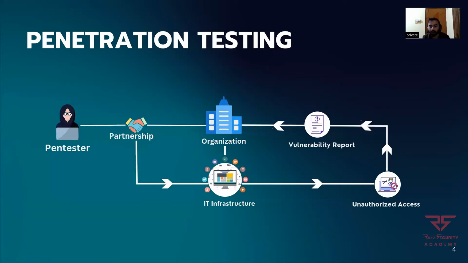Then we go to the IT infrastructure. In the organization, the IT infrastructure can include their systems, networks, and whatever IoT devices they have. All of this we call IT infrastructure. When we make the partnership, we have authorized permission to perform our task. Then we use different strategies to find weaknesses in the systems or networks that are part of the company's IT infrastructure.